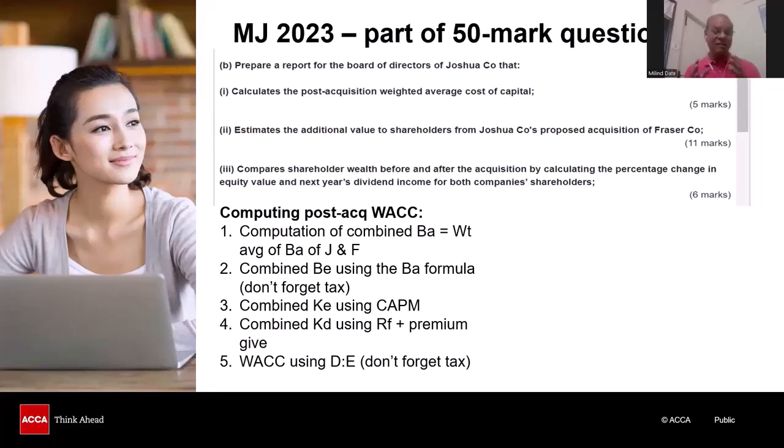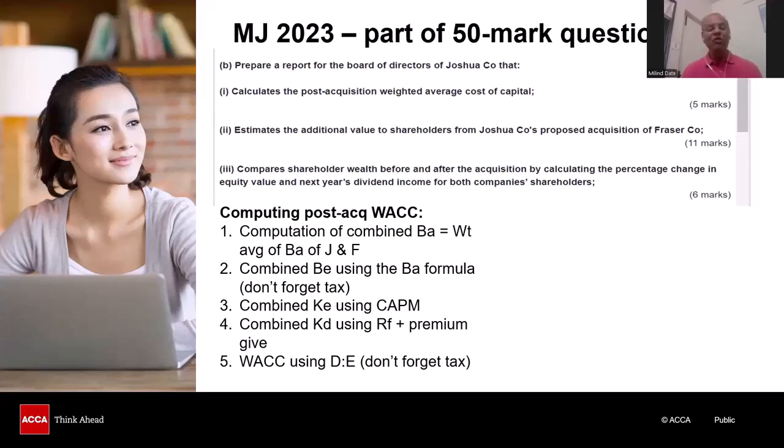I'll calculate the combined cost of debt based on the given formula. Here, you take a risk-free rate as a base and then a premium on that. And then using the proportion of debt and equity, I will simply calculate WACC.